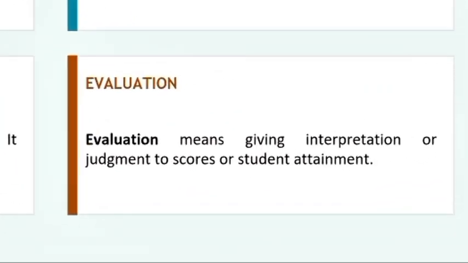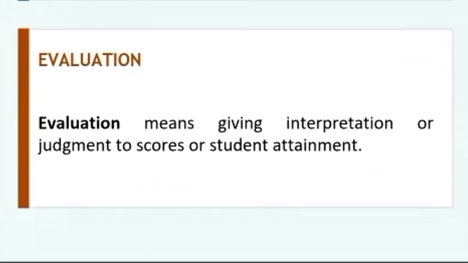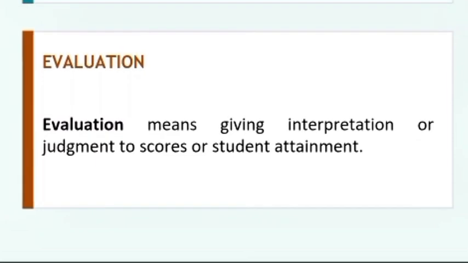Okay, the last one is evaluation. Evaluation means giving interpretation or judgment to scores or student attainment. When a teacher decides that a student with a score of 47 fails and a student with 75 passes, that is evaluation. Evaluation can also happen without measurement, for example, when a teacher simply says "excellent" in response to a correct answer.